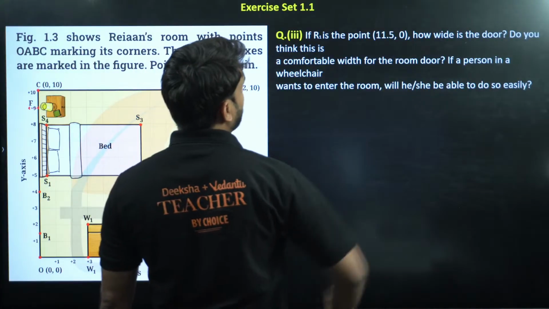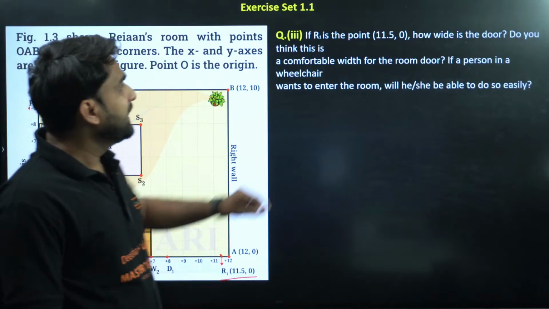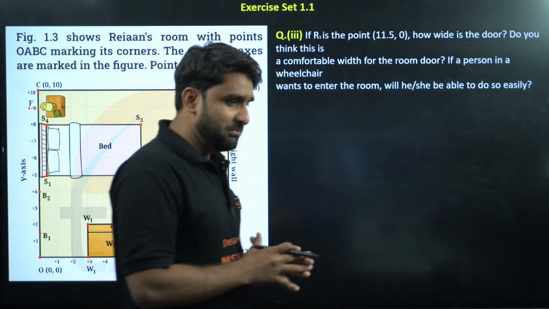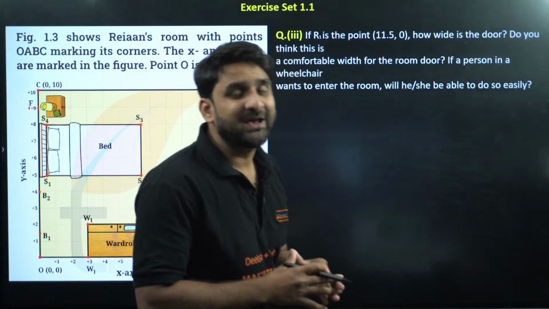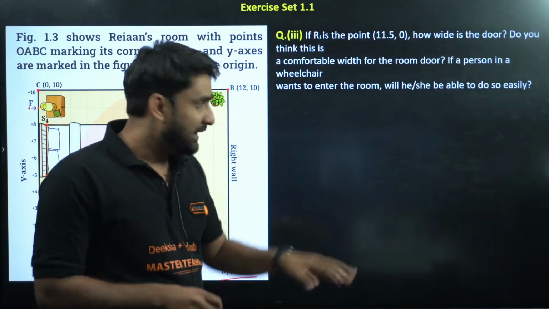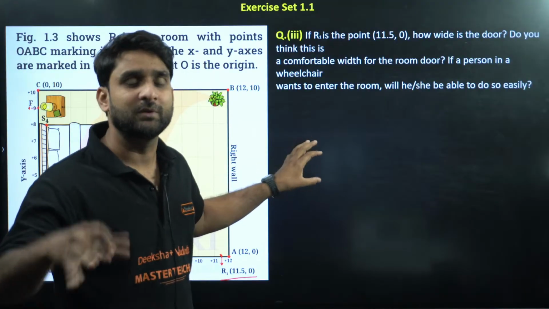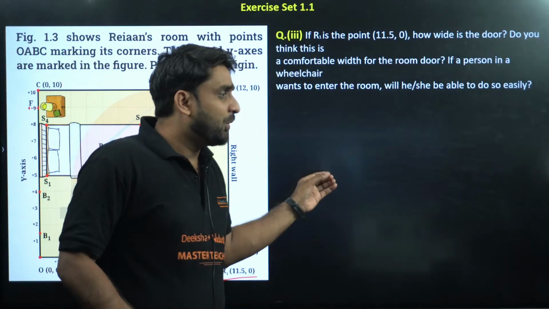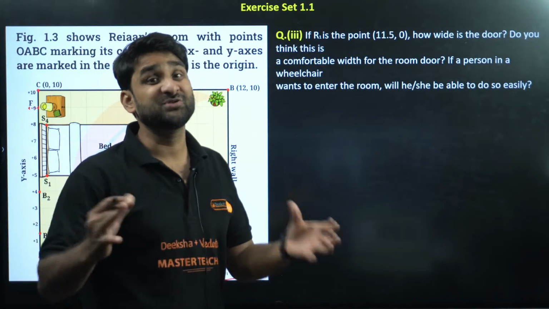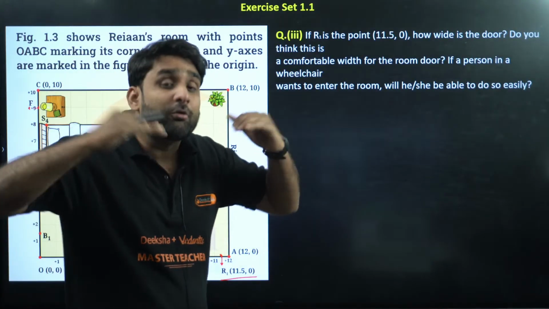How wide is the door? Do you think this is a comfortable width for the room door if a person in a wheelchair wants to enter the room? So my dear champions, you all know CBSE has made some changes this year in the class 9th textbook, and this is your new mathematics textbook that you need to study in your school or coaching. So what is the reason for this? Why has CBSE made some changes in your textbook?